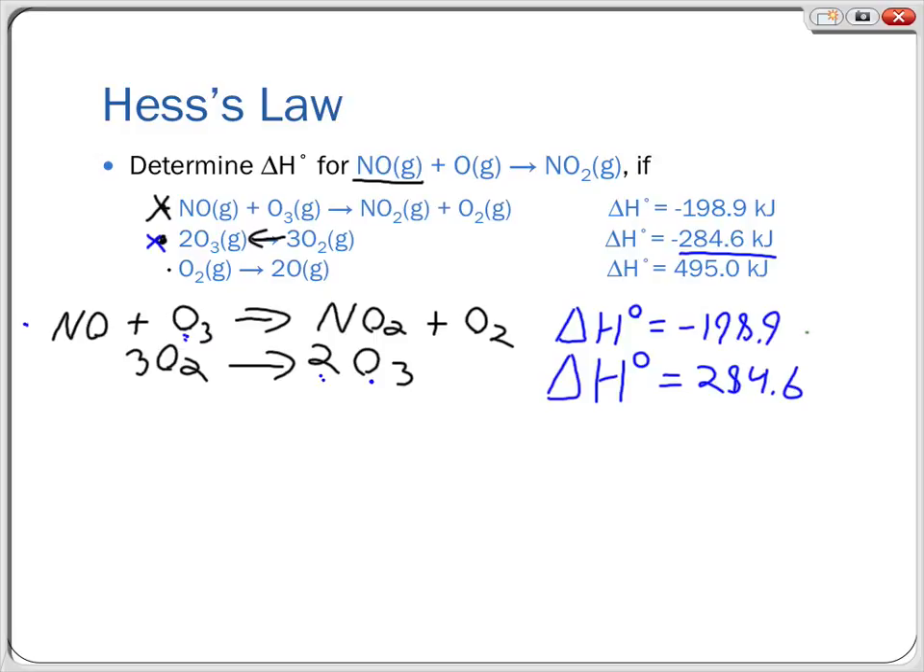So remember here we said, hey, we're not multiplying that by 2. Well, we're going to have to go back and multiply it by 2. And I'll show you why. Watch what happens here. If I multiply this by 2, that becomes 2NO. That becomes 2O3. That becomes 2NO2, and this becomes 2O2.